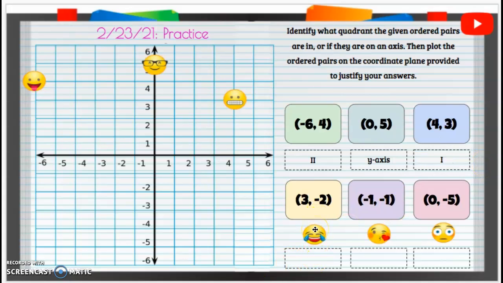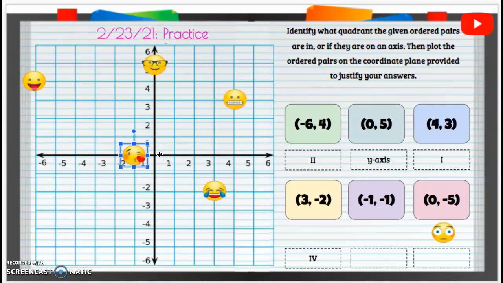All right, +3, -2. So we're going to start at 0. We're going to go down the hall 3. Then we're going to go down that elevator 2. So we're going to ride the elevator down 2. So -1, -2. There we go. And that is going to be in quadrant IV, which is 4. The kiss face, -1, -1.